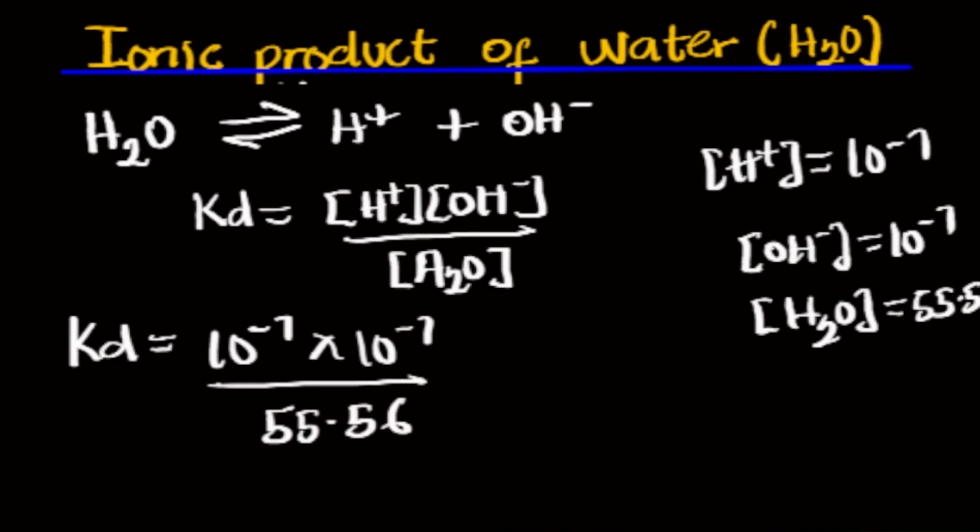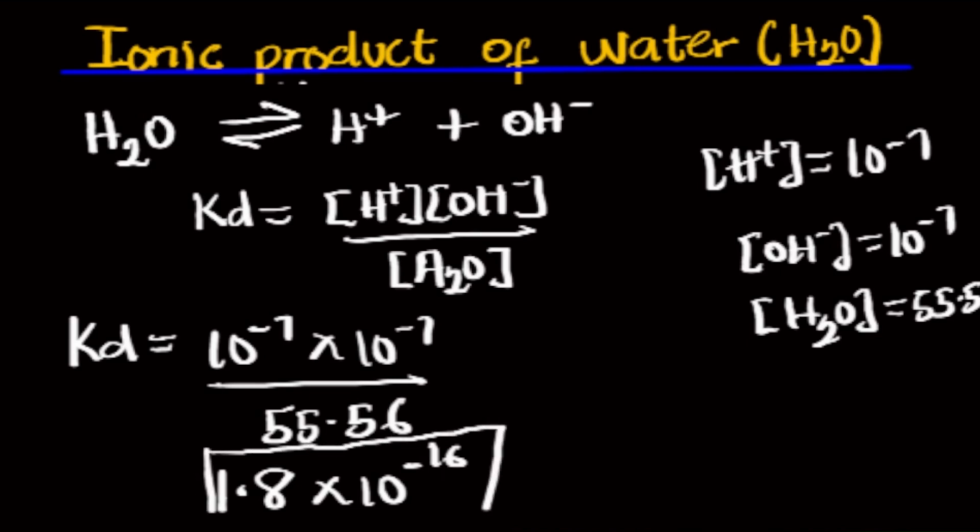Now let me simply press this on the calculator and see what we're going to have. This is going to give us 1.8 multiplied by 10 raised to the power minus 16. I want you guys to keep this in mind. This is 1.8 multiplied by 10 raised to the power minus 16, and it is the dissociation constant of water.